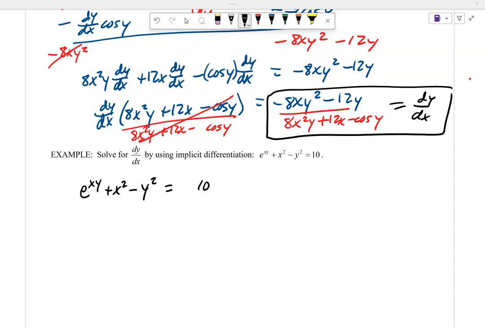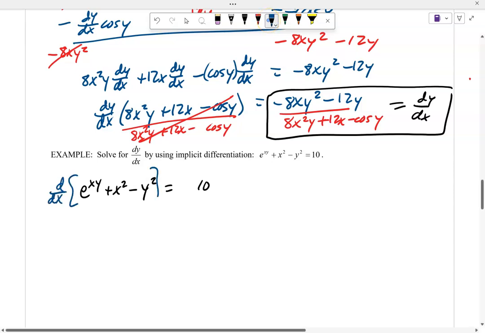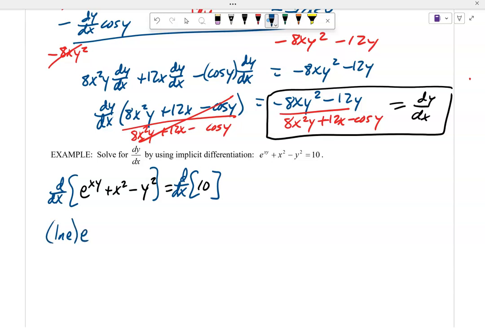Well, looking at this one, again, no way to solve for y, so we're going to have to just go ahead and take its derivative with respect to x, both sides. So we've got the derivative of e to the xy, so that would be ln of e. Of course, that's just 1, e to that. And then I do have to do the product rule on that xy. So derivative of x is 1 times the second plus the first times the derivative of y, which is 1 dy/dx.